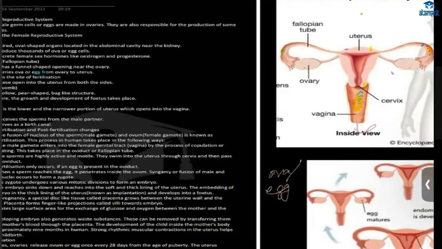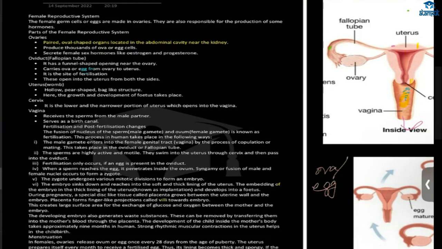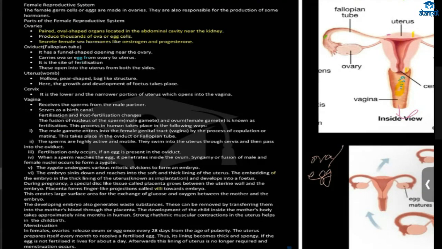Now let's see the ovaries. The ovaries are paired oval organs located in the abdominal cavity near the kidney, and they produce thousands of egg cells. Second, they produce female hormones like estrogen and progesterone. Male testes produce which hormone? Testosterone. And the ovary, which hormone is produced? Progesterone.